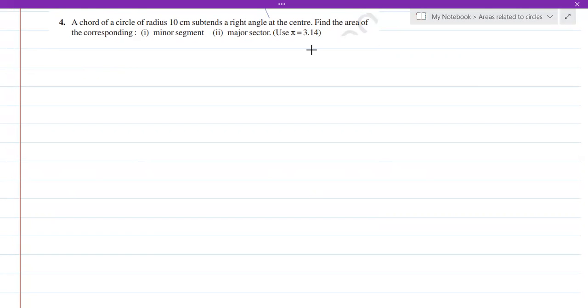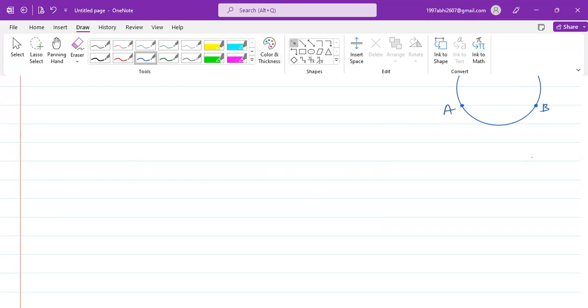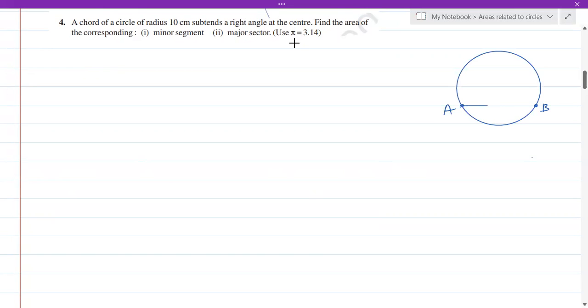First let's draw a circle. Now let's take a chord. Let's say this is A and this is B. Let's draw the chord. What is a segment? Segment is the region between a chord and the arc. They have told minor segment, obviously the bottom shaded part. This is what we have to find.